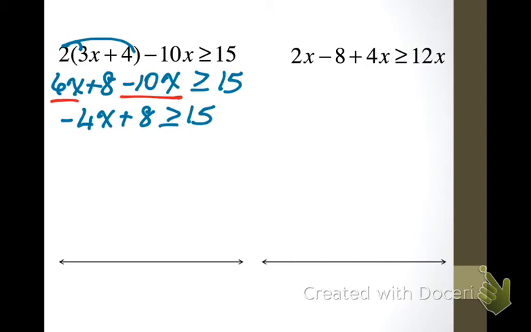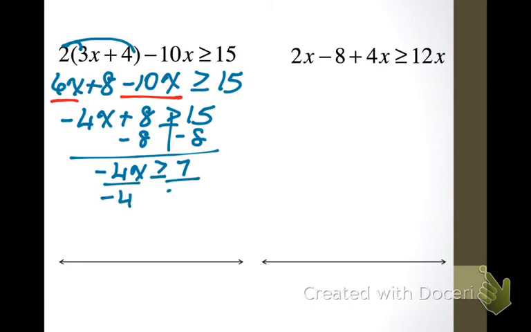Now I'm going to subtract 8 from both sides. And then to get rid of my negative 4, I'm going to have to divide by negative 4. Now, again, I'm dividing. So anytime I multiply or divide, I have to say, did I multiply or divide by a negative? And I did. So I'm going to have to flip my inequality symbol. And it will now say x is less than or equal to negative 7/4.